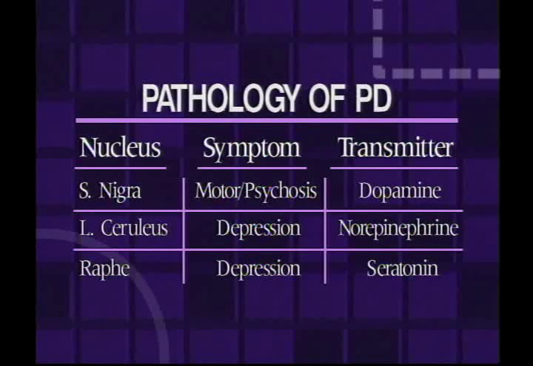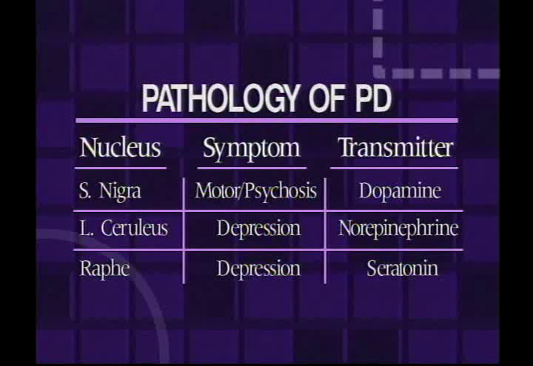When we start asking the question then, well, how come they have disorder of movement, mood, thought, and all those other things, we have to go back to the brain centers that are damaged. There are three basic brain centers that are damaged in Parkinson's disease. The substantia nigra, which produces dopamine, and the symptom that results from this dopamine deficiency is motor impairment and psychosis.